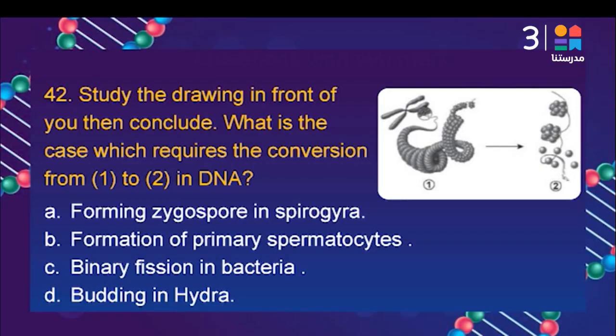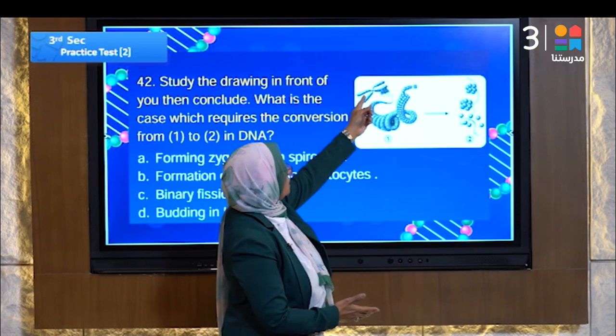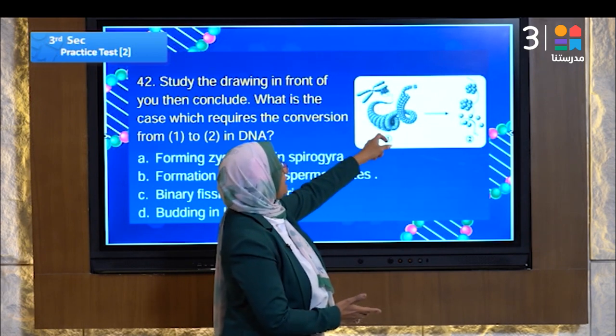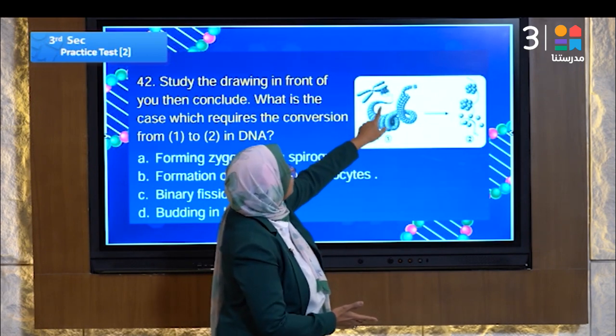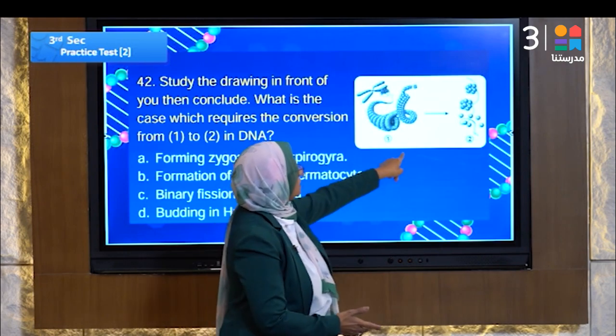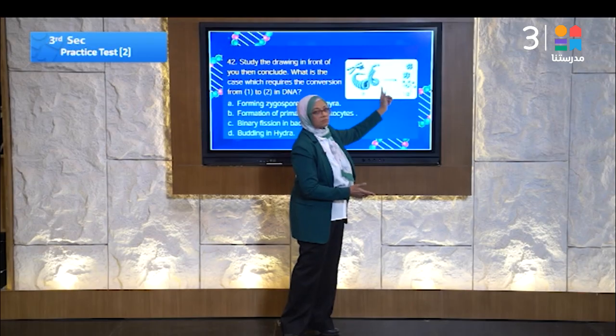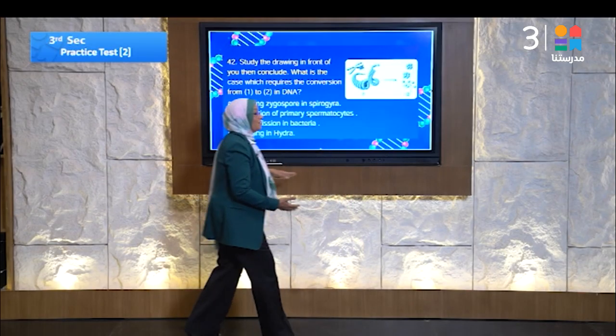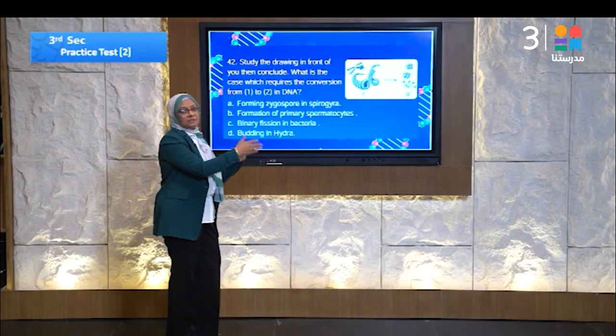Question 42: study the drawing in front of you, then conclude. This drawing is a chromosome. The chromosome is condensed to make DNA, condensed to make the chromosome. Let's read the question before I answer.